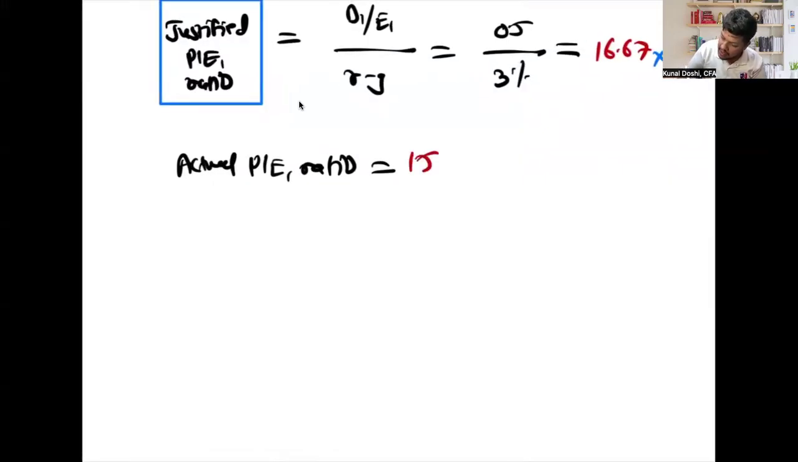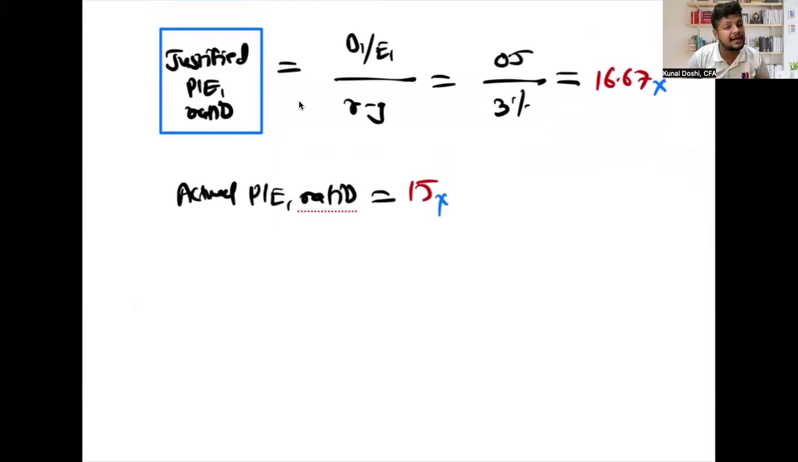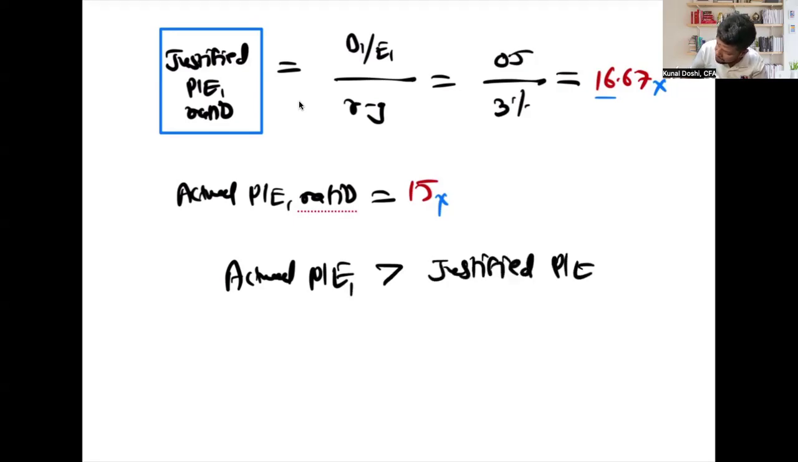So what does this mean? It means that the market is quoting the stock at 15 times its expected earnings. But in reality, based on my equation, it should be 16 times. So it is quoting at 15, but it should be 16.6 times. So my conclusion would be the index is undervalued. I'll repeat, because the actual PE ratio is lower, the actual price is lower than the intrinsic value, the justified PE, then I would say the stock is underpriced.